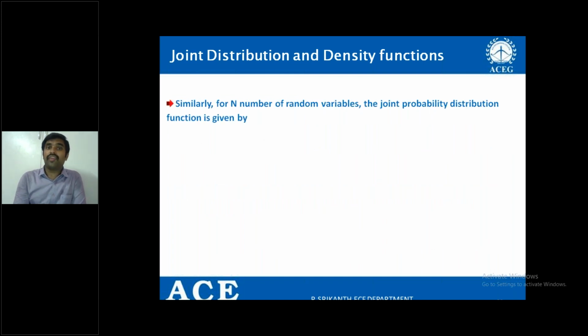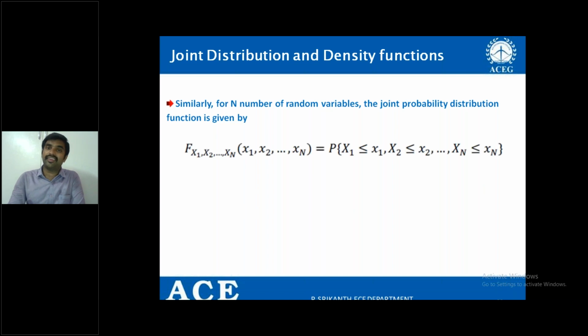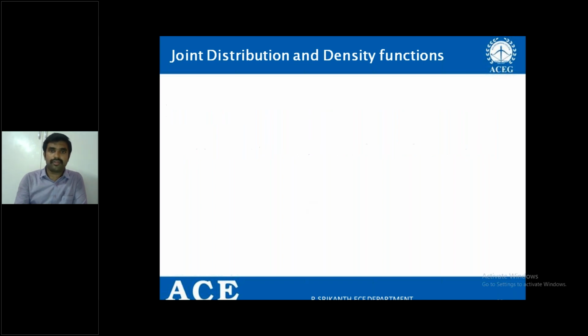Similarly here, if I have n number of random variables, if it is not limited to only two, then I can also write the distribution function like this. The joint distribution function for n number of random variables, if X1 to Xn are n random variables, I can write the distribution function like this. P of X1 less than or equal to x1, comma X2 less than or equal to x2, up to Xn less than or equal to xn. Am I clear? Right?